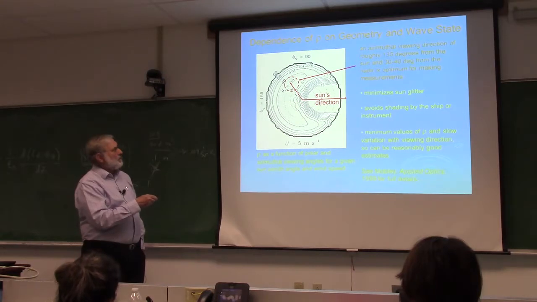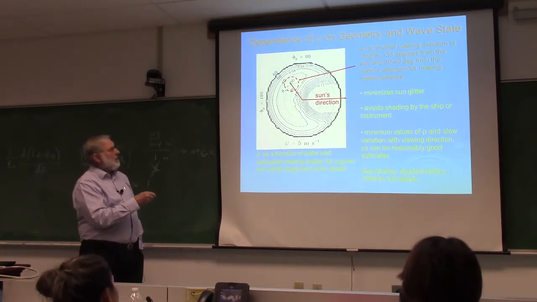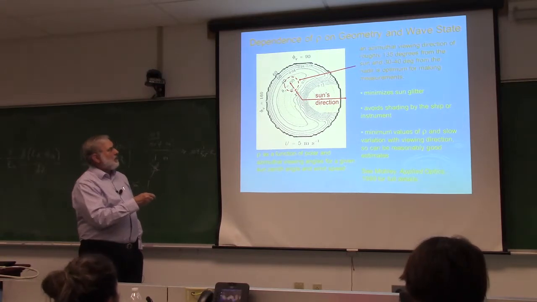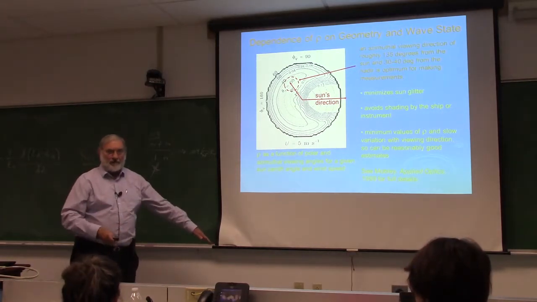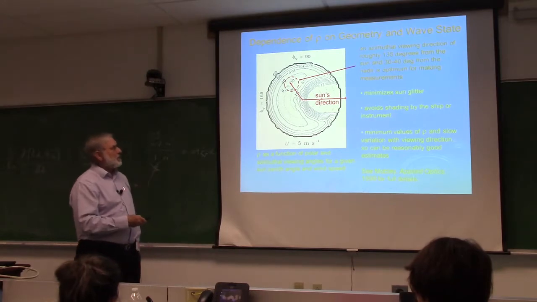So I came up with the idea that you'll probably make the best guess for rho if you look at something like 135 from the sun's angle and then somewhere around 30 or 40 degrees off nadir. So that was my recommendation in the paper.